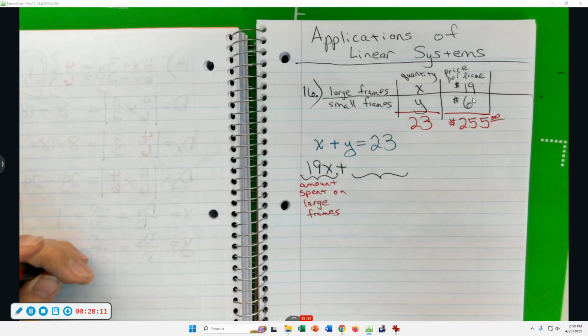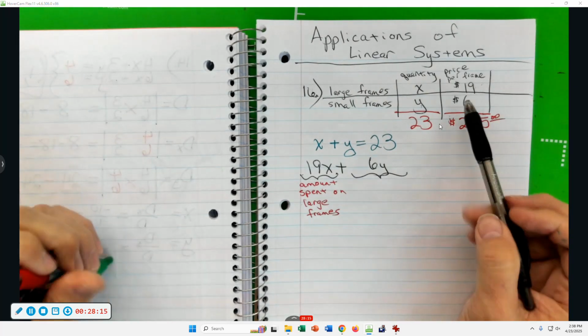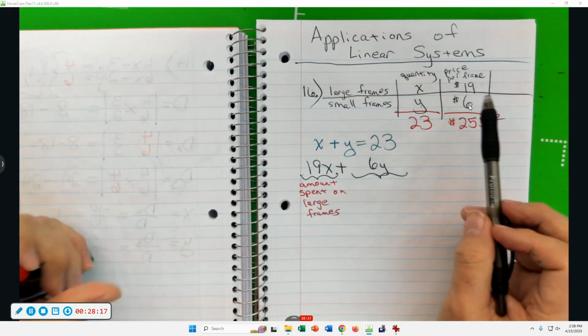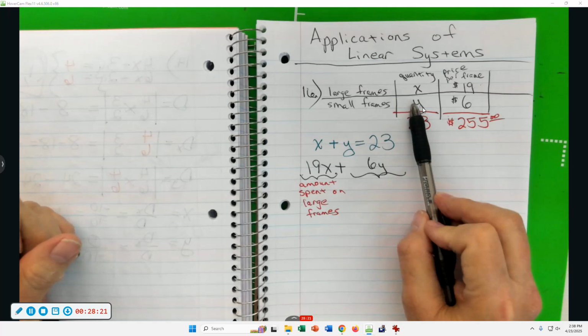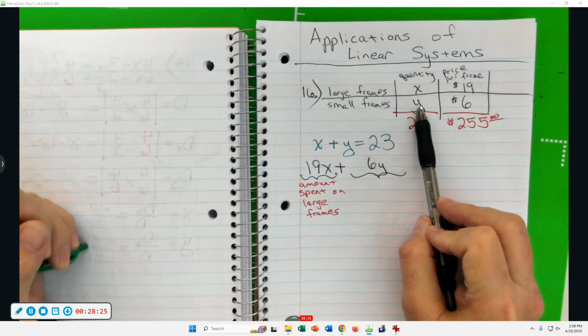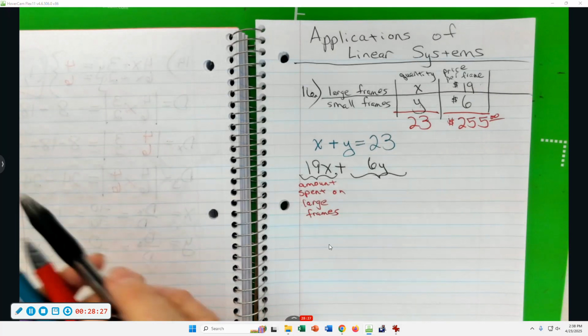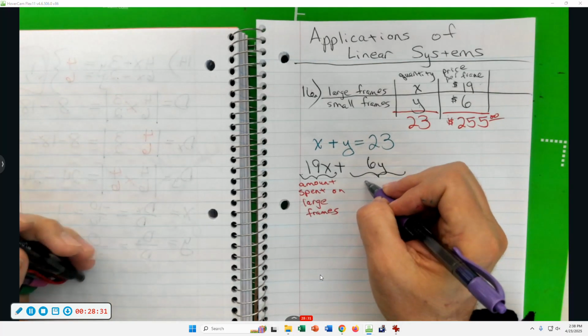Not 6X, 6Y. Right. Here's a recurring theme in these problems. It's the price per quantity times the number of times the quantity. She spent $6 per frame times the number of frames. And I'm going to make a note that 6Y, that's the amount that she spent on the small frames.